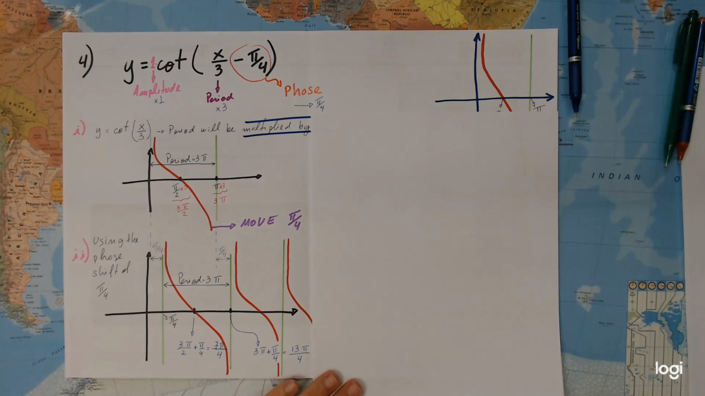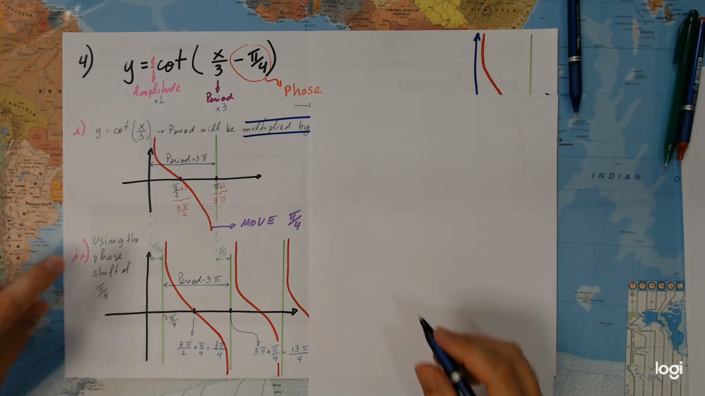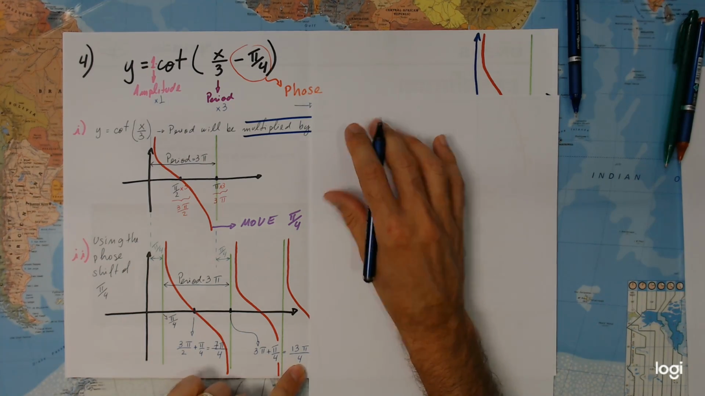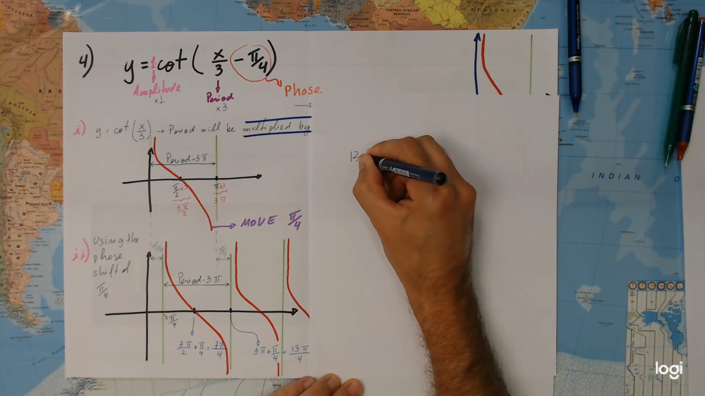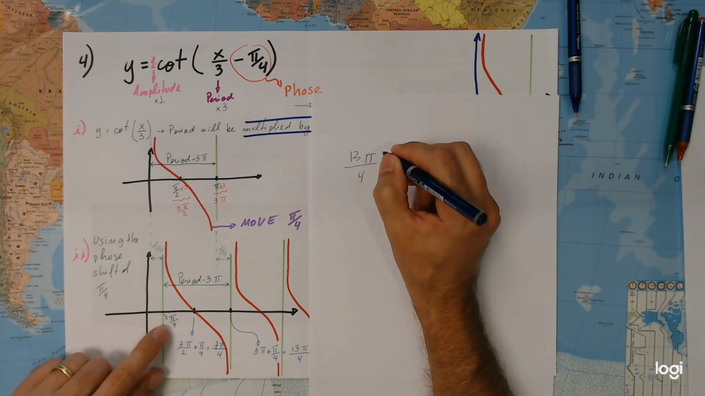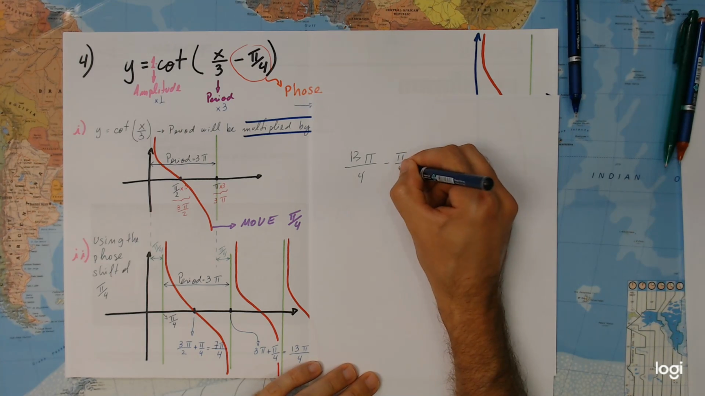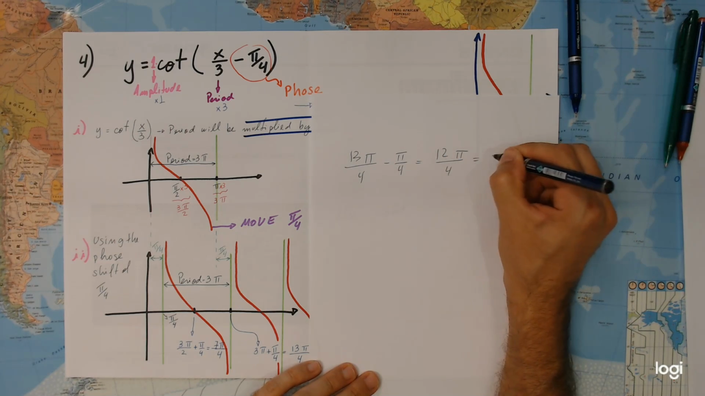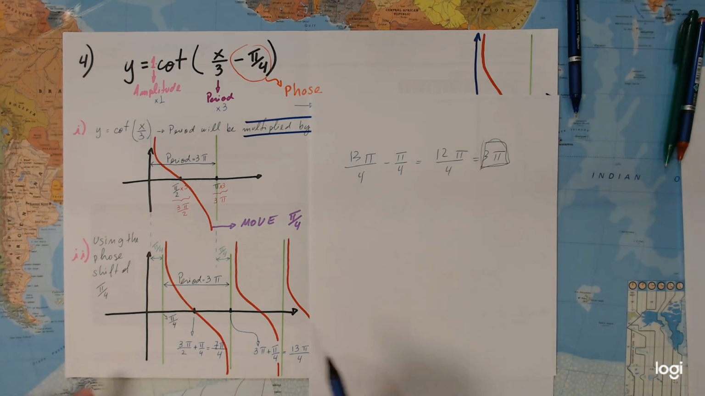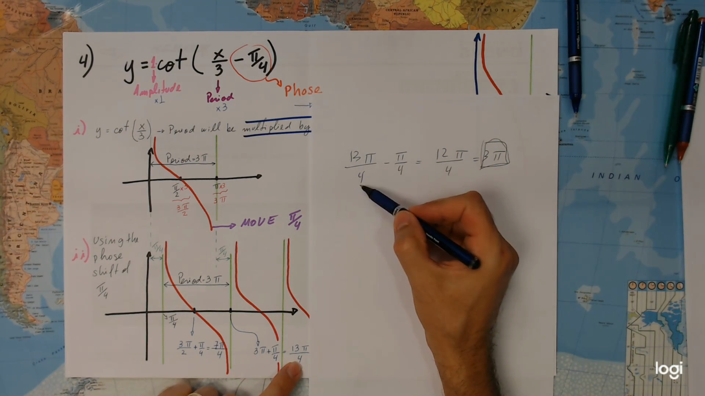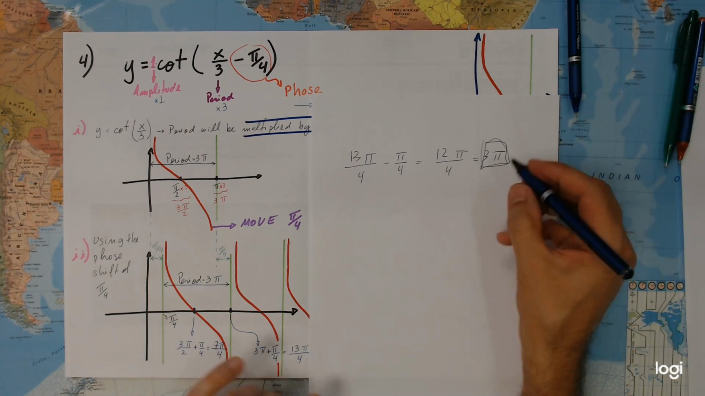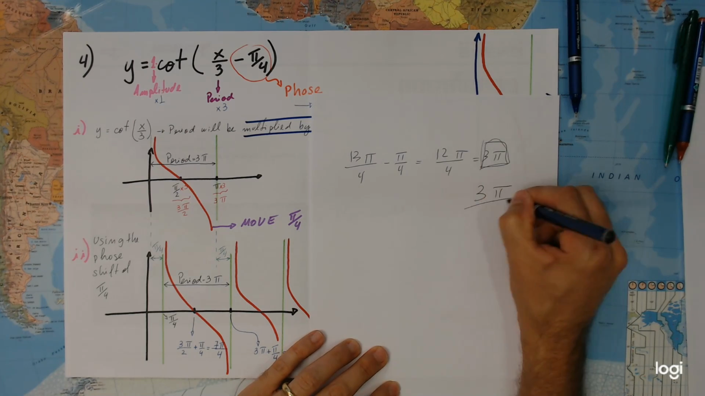Let's see here on this paper. In here it was supposed to be 13 pi over 4. Let's remove pi over 4. Okay, yes, it is 12 pi over 4, which is 3 pi. I'm just taking 13 pi over 4, subtracting pi over 4 to see this width, and in fact it is 3 pi, and this is the period.